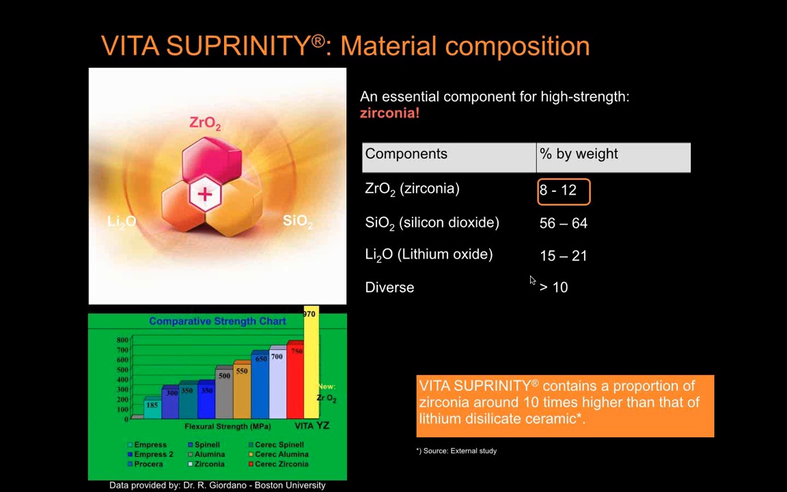So what is it? We can say it's lithium oxide, it's silicon dioxide, and about 8 to 12% of zircon oxide inside it. And we know in some of the studies like Giordano was showing, zircon oxide has a strength of 970 megapascal. So it's one of the strongest materials they've added into this composition to not only make it stronger, but to give it a lot of advantages during the milling process, which you'll see a little later on.